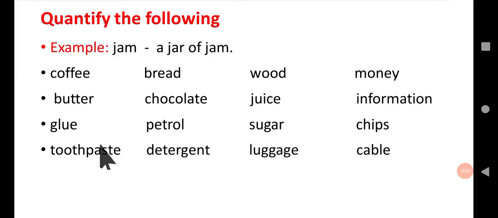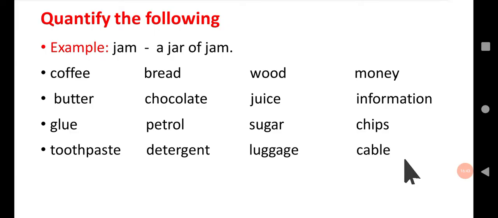Next, glue, bottles of glue or tubes of glue. 10 bottles of glue or 10 tubes of glue. Petrol, cans of petrol, 1 can of petrol, right? Sugar, 2 cups of sugar or 2 spoons of sugar. Next, chips, packet of chips, okay, or handful of chips. Toothpaste, a tube of toothpaste can be used. Detergent, a cake of detergent, 2 cakes of detergent. Luggage, handful of luggage. Okay. Next one, cable, like what do we say here? Bundles of cable. Okay, so that can be used.